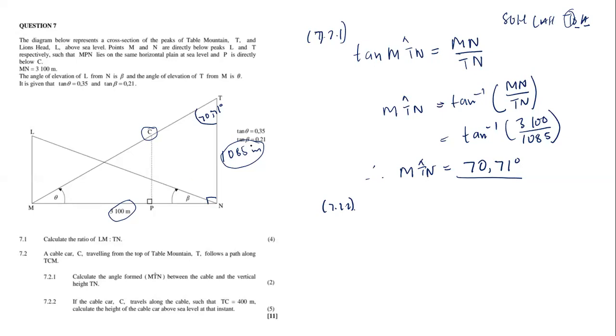Previously, there are many ways to determine this. We want MC, right? But firstly, we're going to have to determine TM. Previously, we determined that in this bigger triangle, we have TN, and we also have the magnitude of MN. We can use Pythagoras' theorem to determine TM, okay?